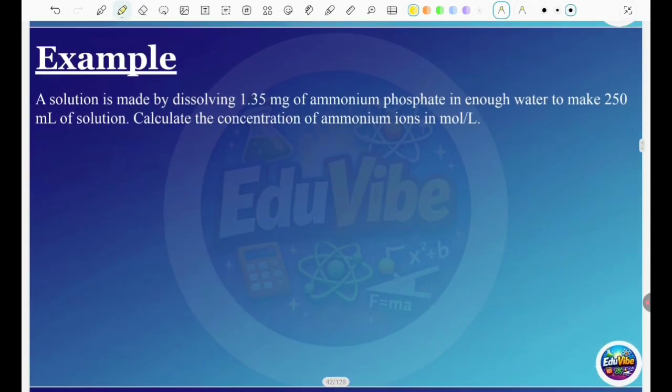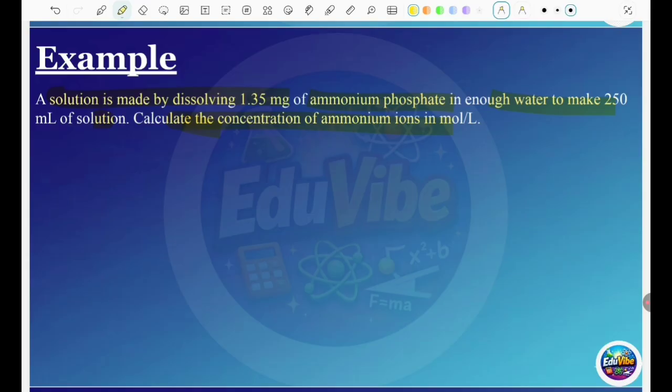Sometimes you get questions that are not straightforward, tricky questions to solve with mass and so on. This question is kind of that. The question says a solution is made by dissolving 1.35 mg of ammonium phosphate in enough water to make 250 mL of solution. Calculate the concentration of the ammonium ions. So we have ammonium phosphate, dissolved in enough water to make 250 mL, and we'll find the concentration of the ammonium ions.